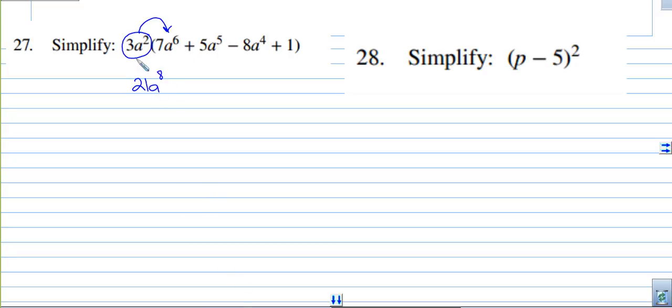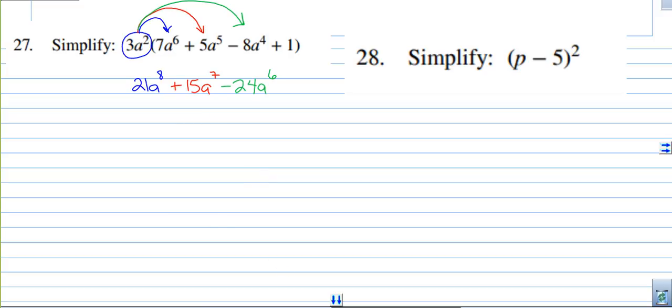Okay? And then I'll change the colors to see it. So then you have 3 times positive 5 is positive 15. And then a squared times a to the 5th. Multiplying variables, you add their exponents, so you get a to the 7th. Okay, let's go green. 3 times negative 8 is negative 24. And then a squared times a to the 4th. Variables, we add exponents, and you get a to the 6th.